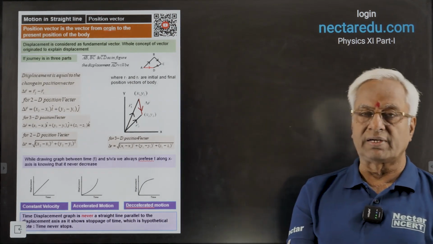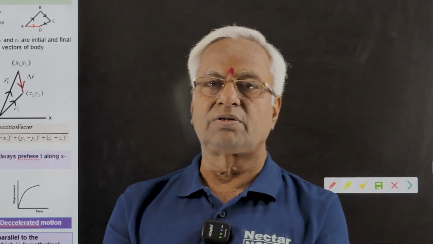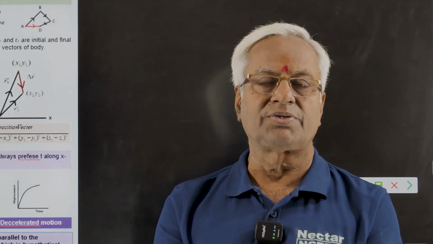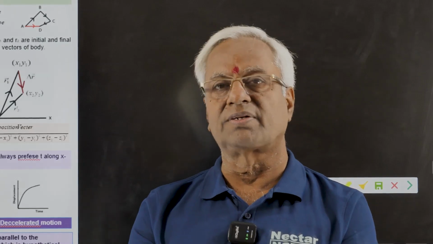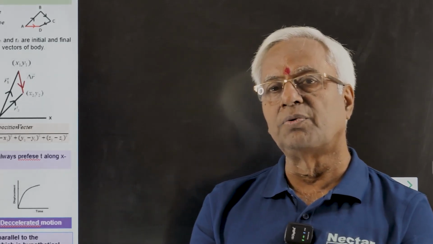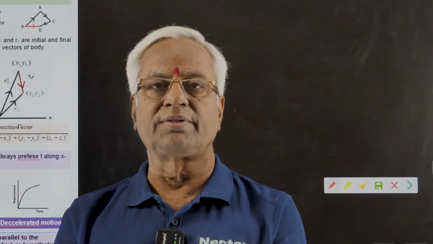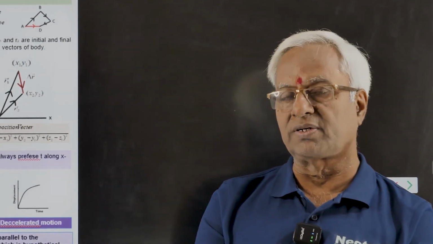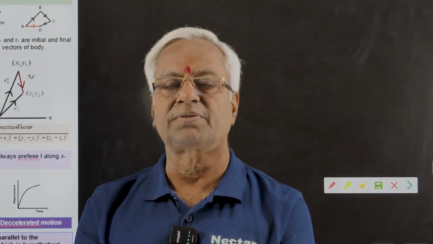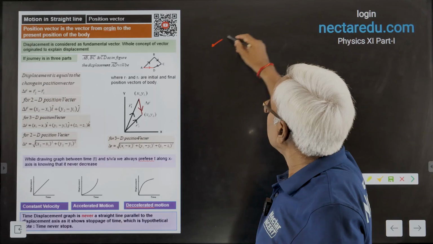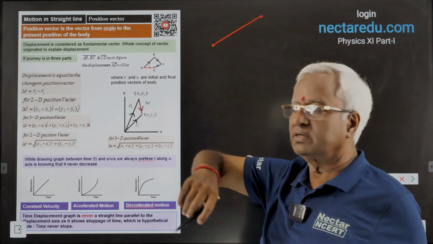Displacement is a vector, but it also has the credit of being the first vector. It is termed the fundamental vector. Why? Because the whole idea of vector originated just to explain this very first quantity of vector type, that is displacement. Displacement vector starts from the initial and goes to the final position.